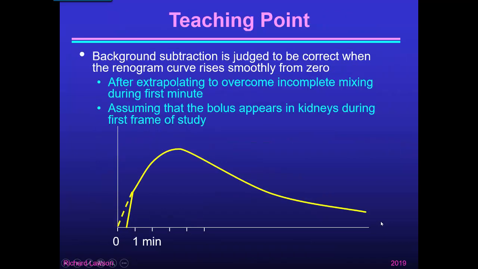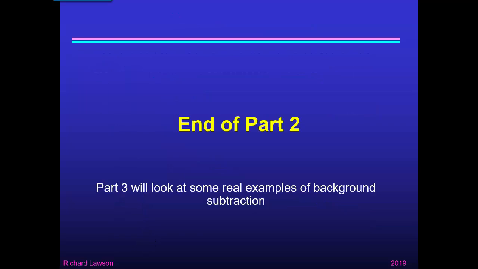So what we've learned from this is that background subtraction is judged to be correct when the renogram curve rises smoothly from 0, bearing in mind that we may have to extrapolate to overcome incomplete mixing during the first minute, and we have to assume that the bolus appears in the kidneys during the first frame of the study. So that's the end of the second part of this talk. In part 3, I'll look at some real examples of background subtraction.